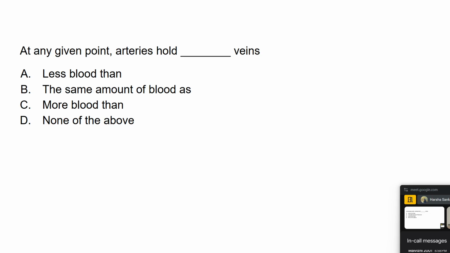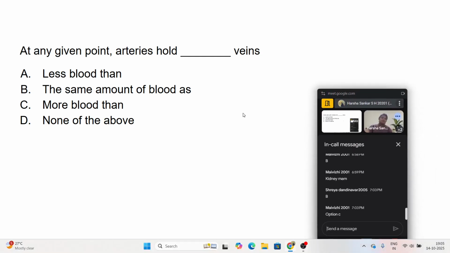At any given point, arteries hold ___ than veins. Option A, less blood than. Option B, the same amount of blood as. Option C, more blood than. Option D, none of the above. Remember the peculiarity of arteries: does it have a thick wall compared to veins, or a thin wall? I will discuss when I say the answer, but just trying some clues. If the wall is thick or thin, then what will happen to the volume it can hold? So arteries can hold ___ amount than veins.